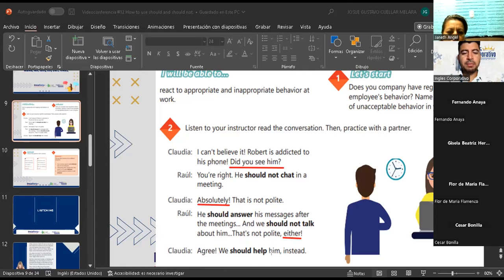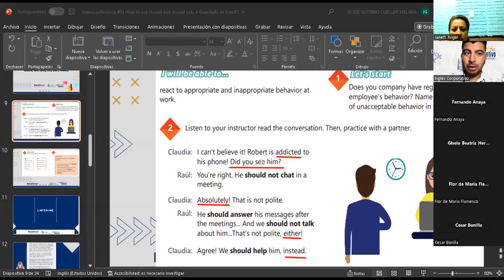Agree. We should help him instead. Okay, there are some new words. Maybe new words. Okay, so here we have addicted. Como les dije, después de la T, sí va E de addicted. Invited, and that's it. No puedo creer que Roberto es adicto a su teléfono.